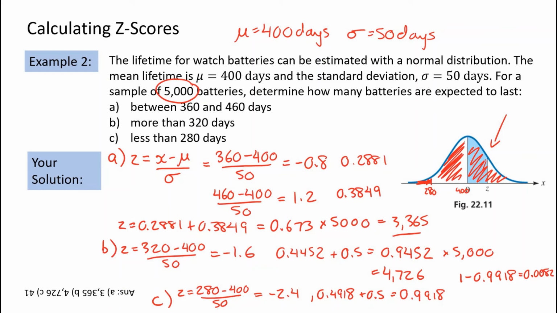Multiplying that by 5,000, we get that only 41 batteries should last less than 280 days. So this is what z-scores are really used for. You're trying to look at that probability, and in this case, for quality control, how many batteries that you create are not going to fall within that normal quality assurance range. How many of them are going to fail prematurely and how many of them are going to overperform? Can you use these as just estimates?